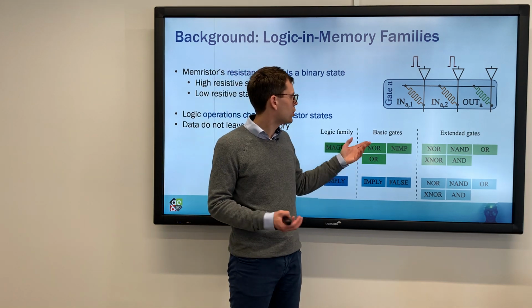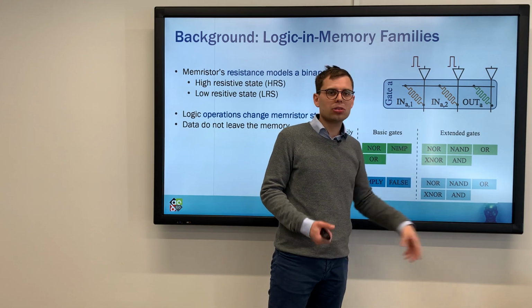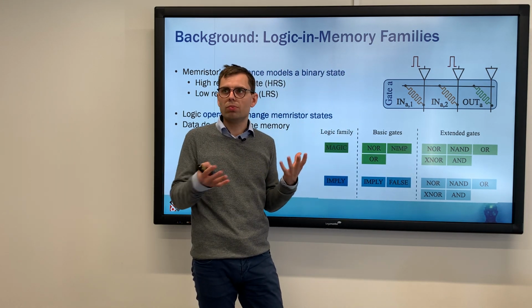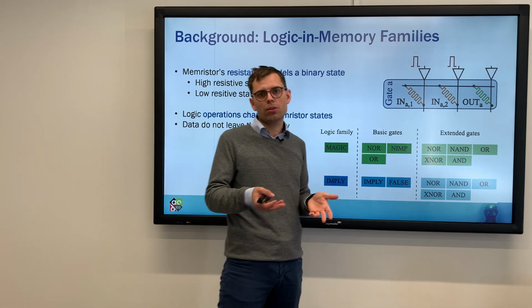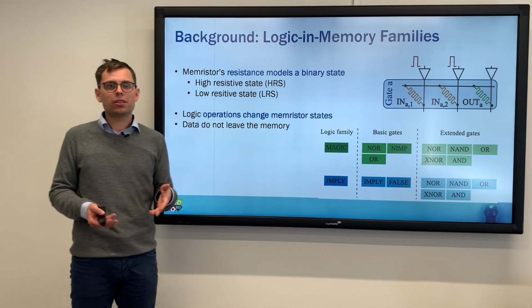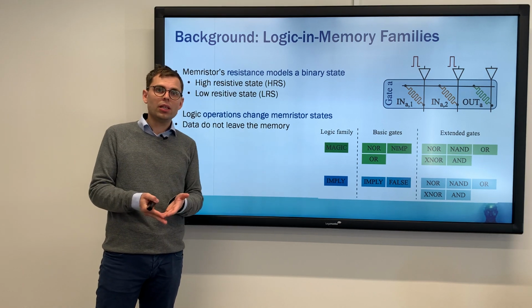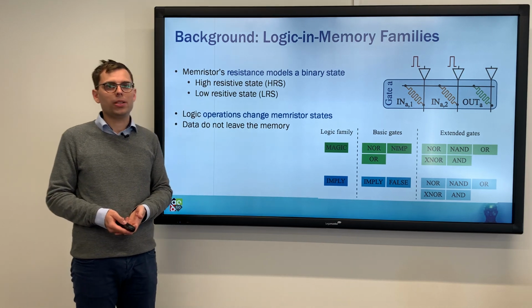These basic gates, for instance, are an OR gate or an AND gate, and then you can extend these gates towards more effective operations on a larger scale, for instance, to generate an XNOR that we need for binary neural networks. And the nice part is that these logic operations change the state of the memristor, but your data never leaves the memory. So this is the most efficient way to do computing in memory.